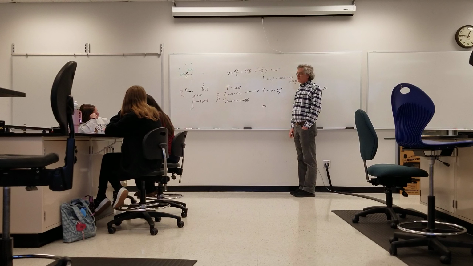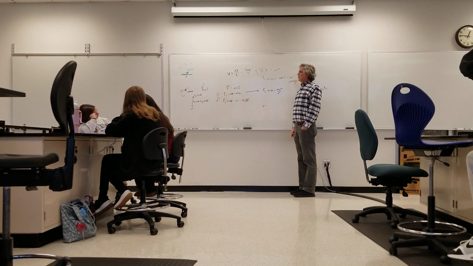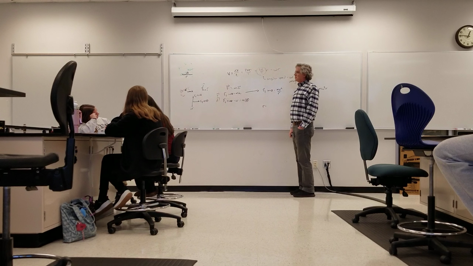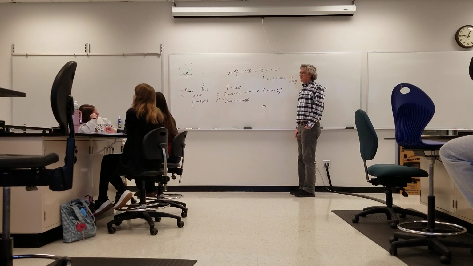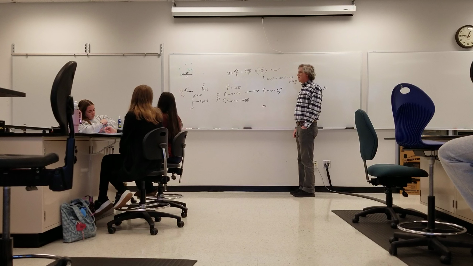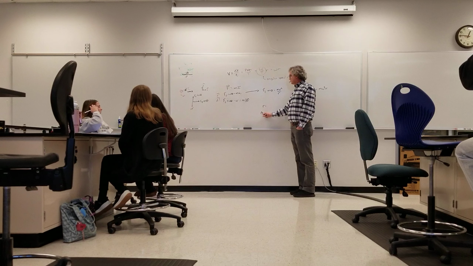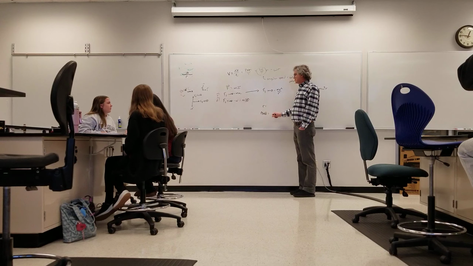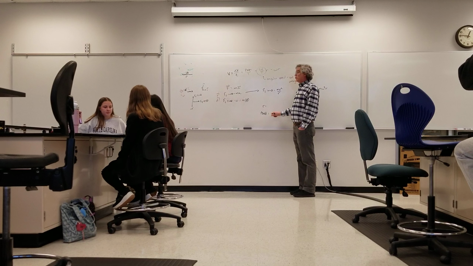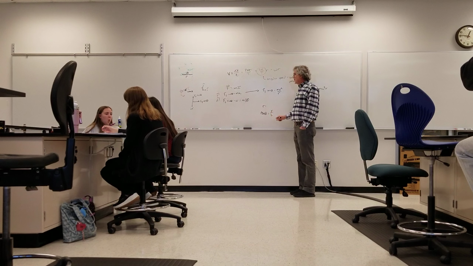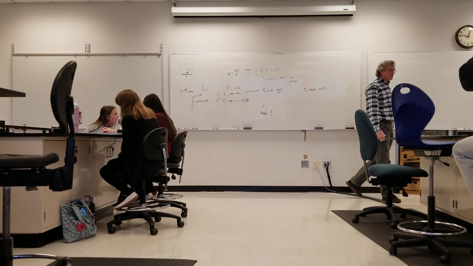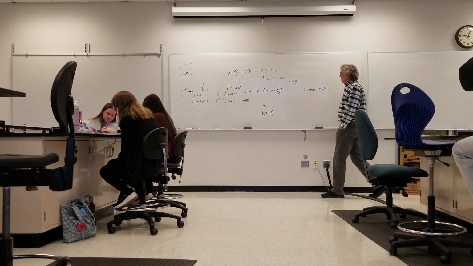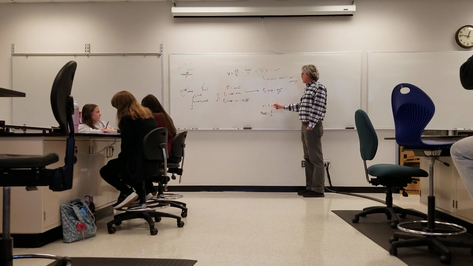Tangent of theta is equal to L over... no, wait, what am I talking about? Cosine of theta is equal to R over L. There we go, adjacent over the hypotenuse. In other words, R is L cosine theta.